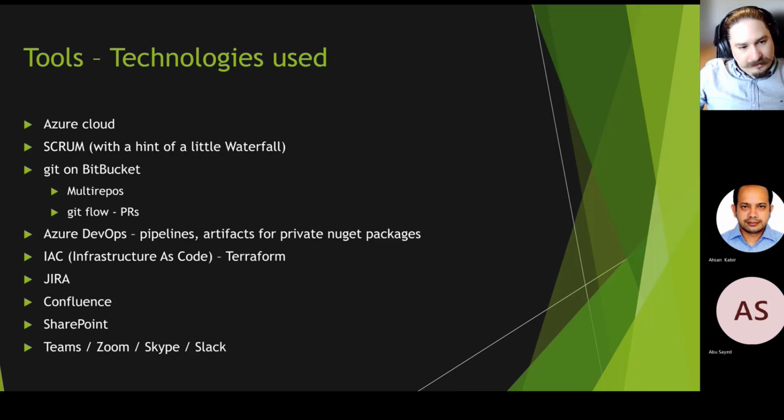Okay, we have Git. We are using Bitbucket, and we have multi-repos. I don't know how many repos we have right now, but I think it's over 20 or 30. We have separate repos for each microservice, so they are not mixed up and are well separated.